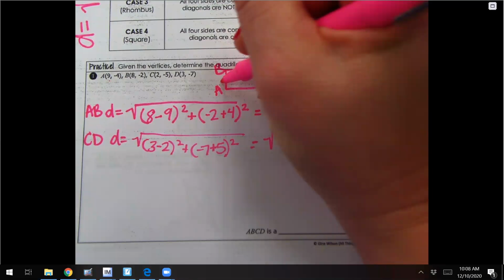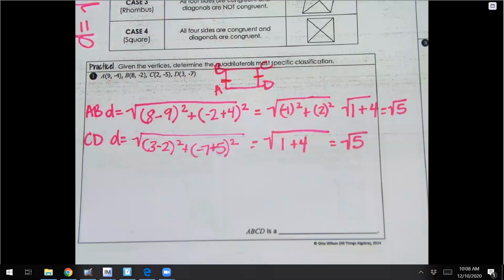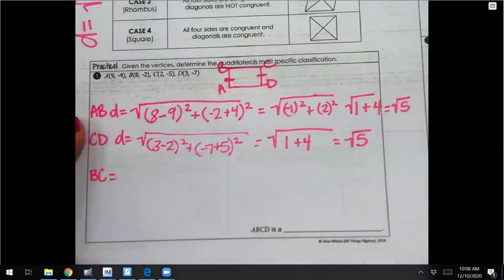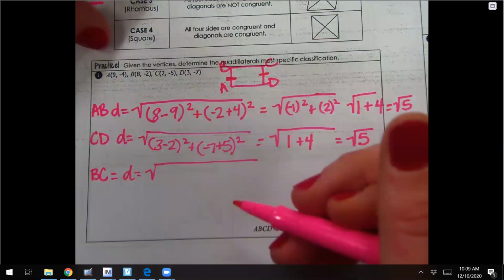Okay? So now we are going to go back and do BC. I'm going to do the top, and I'm going to go from C back to B. So this is the formula. I'm going to go C, which is 2 minus 8 squared, plus negative 5 minus negative 2 squared.